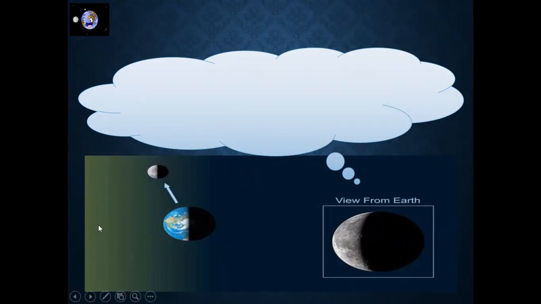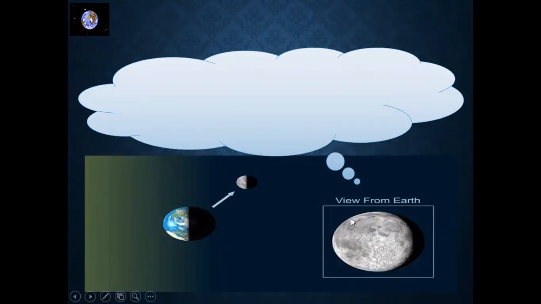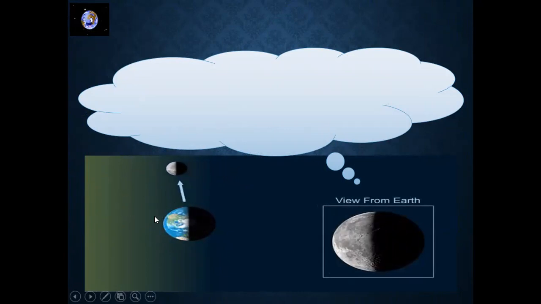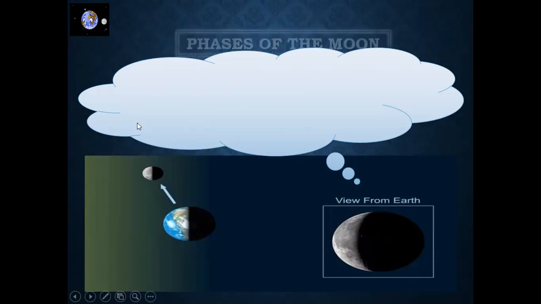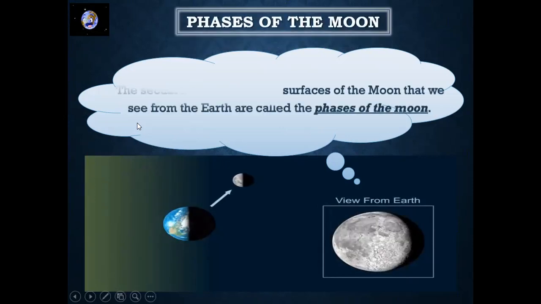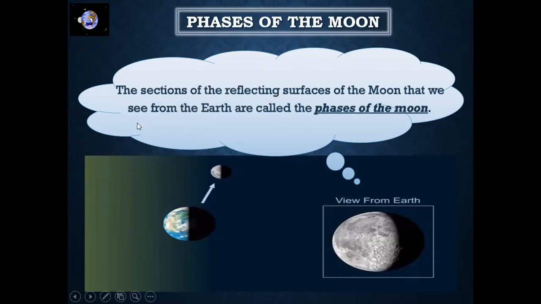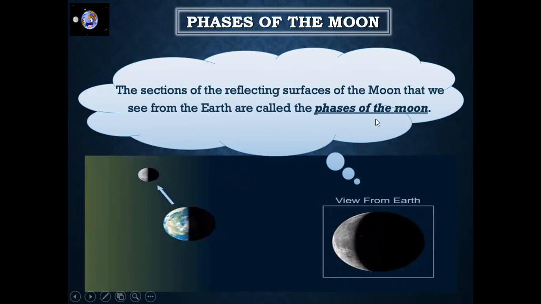sun, we see a thin slice of moon. This is called the new moon. Sometimes we see no moon at all. This section of the reflecting surface of the moon that we see from the Earth is called the phases of the moon. I hope that you enjoy learning, students.